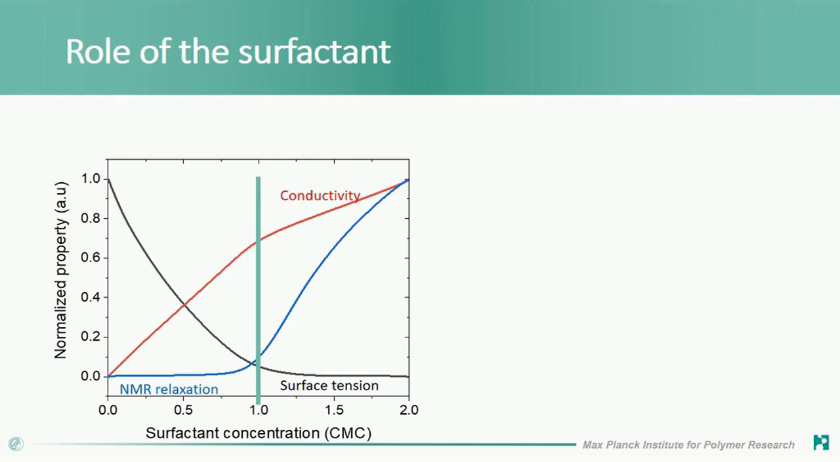So first, we'll talk a little bit about the surfactant. A surfactant is a molecule that is a surface active agent, hence the name. And when you add a surfactant molecule to a solvent, many different properties of the solution will change. The surface tension will decrease, and if you use an ionic surfactant, the conductivity of the solution will increase.